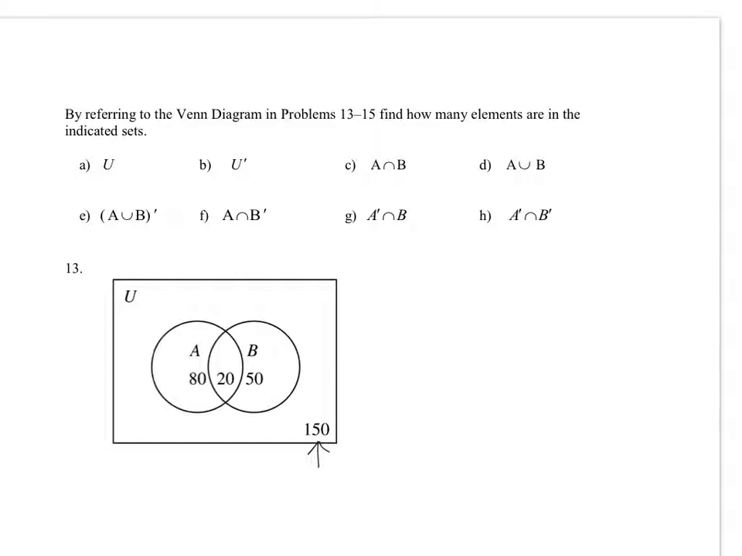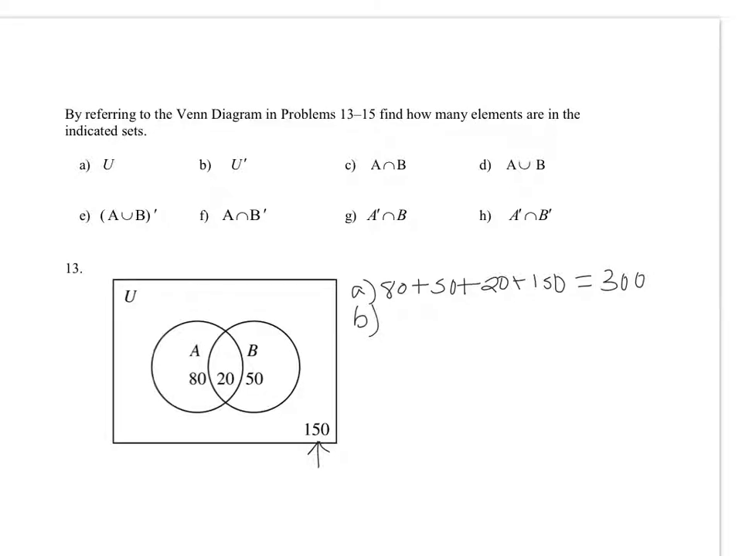So if we answer on A, what would be the number of elements in the universal set, set U? All I have to do is add up everything that I see. Set A has 80, set B has 50, the intersection of those sets is 20, plus everything that's not in those circles is 150. If I add that all together, I get 300.